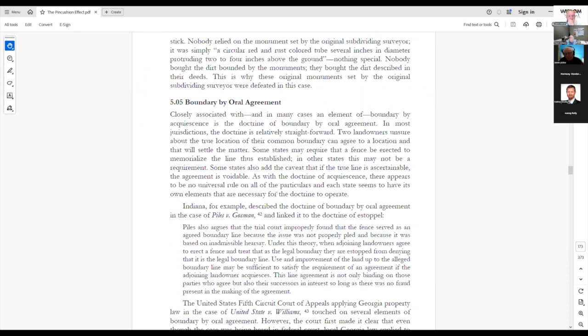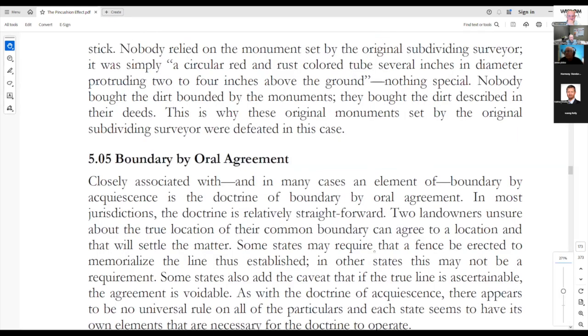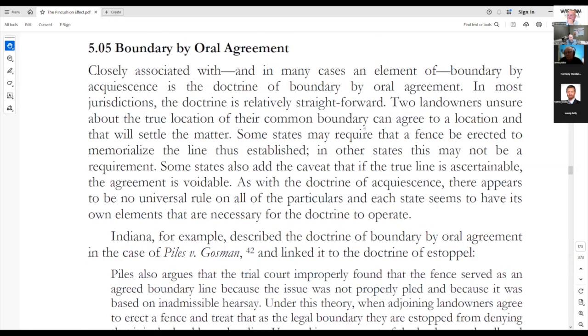So, boundary by oral agreement. In all our discussions, we've talked about how little some of these oral agreements actually hold weight. The deed itself creates certainty in things. So closely associated with, and in many cases an element of boundary by acquiescence, is the doctrine of boundary by oral agreement.